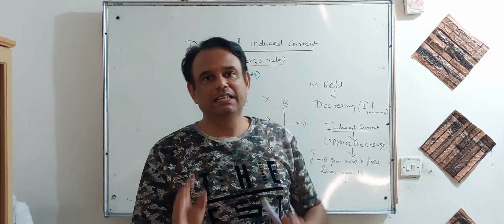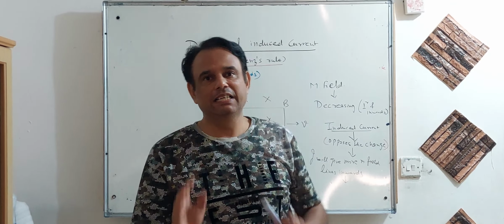What does induced current do? Induced current opposes the change. Induced current always opposes the change. And what is happening? It's increasing. So induced current says, no, don't increase, I will decrease you. If something is increasing, it wants to decrease. Opposes the change. So I want to decrease you.